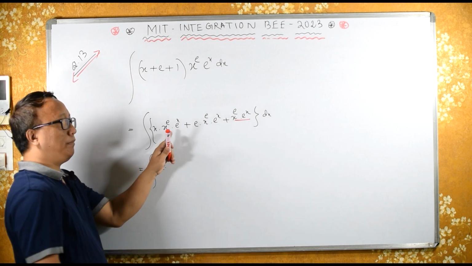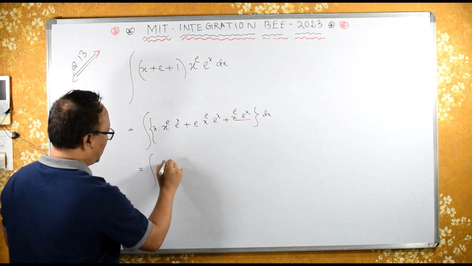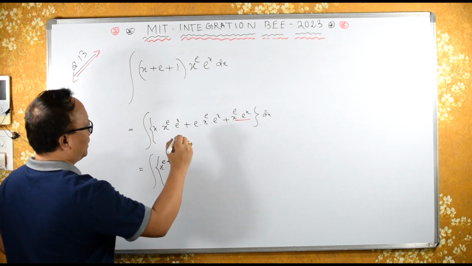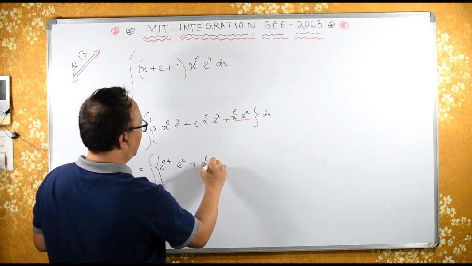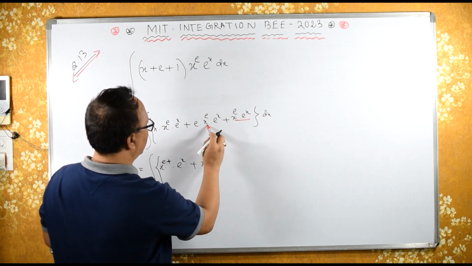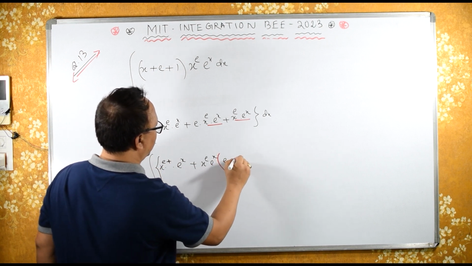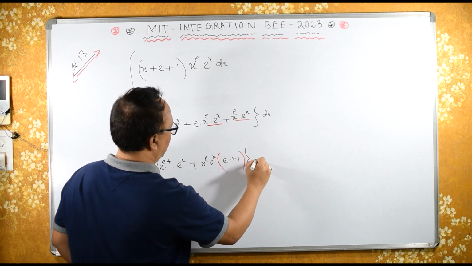E raised to base are equal, we can add the indices. Therefore it is x raised to e plus 1 into e raised to x, plus if I take x raised to e raised to x, this common, then what I have? E plus 1 dx.